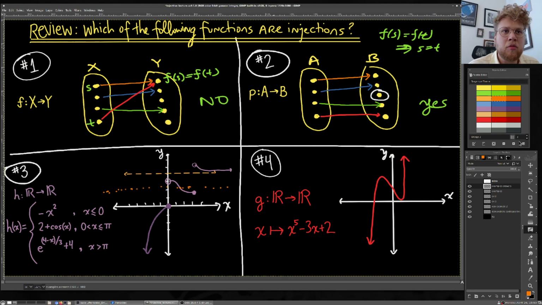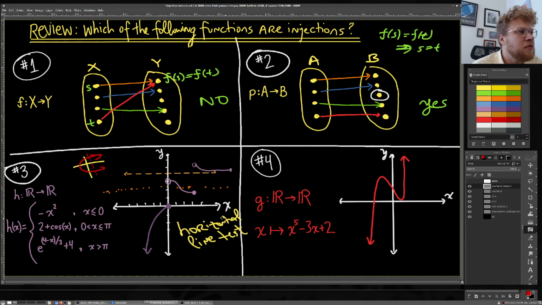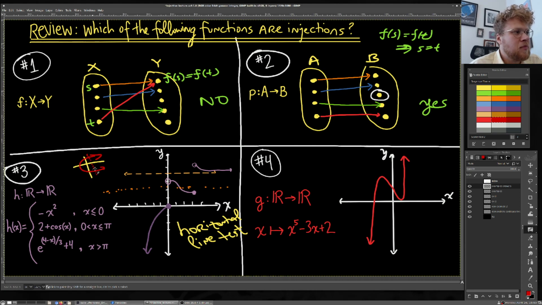We didn't explicitly talk about this before, but some of you may be familiar with the phrase horizontal line test. There's the vertical line test that says whether or not it's a function at all. Things like this are not a function because we've got an x value that's supposed to be giving us two different y values, and that's illegal for a function. So the vertical line test would say that this isn't a function.